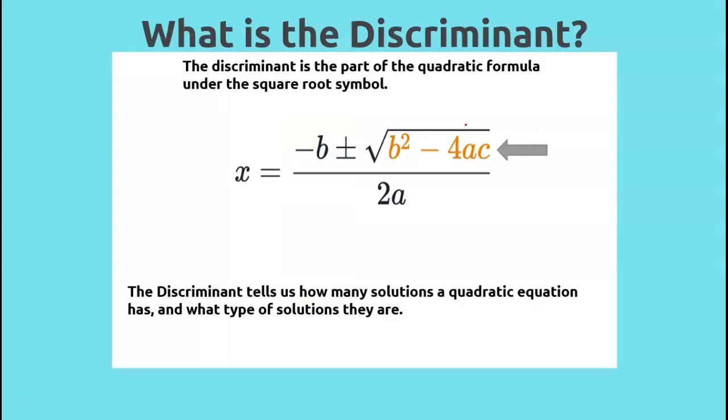So what is the discriminant? Well, the discriminant is the part of the quadratic formula that is under the square root symbol. So it is just this piece of our quadratic formula. And the discriminant, when it's solved, is going to tell us how many solutions a quadratic equation has and what type of solutions those are.